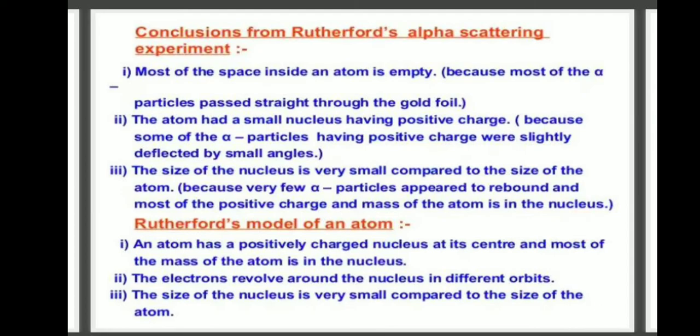Rutherford's model of an atom. An atom has a positively charged nucleus at its center, and most of the mass of the atom is in the nucleus. The electrons revolve around the nucleus in different orbits. The size of the nucleus is very small compared to the size of the atom.